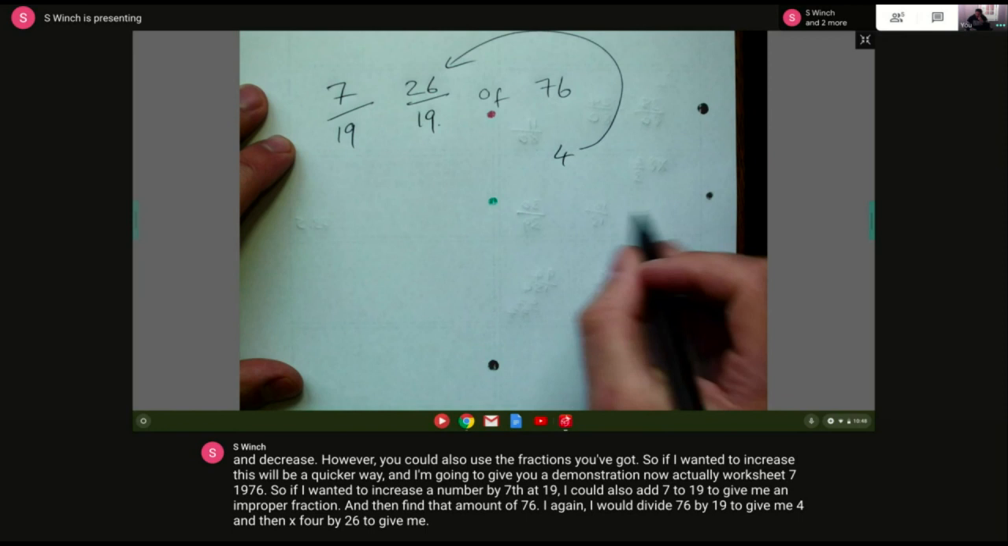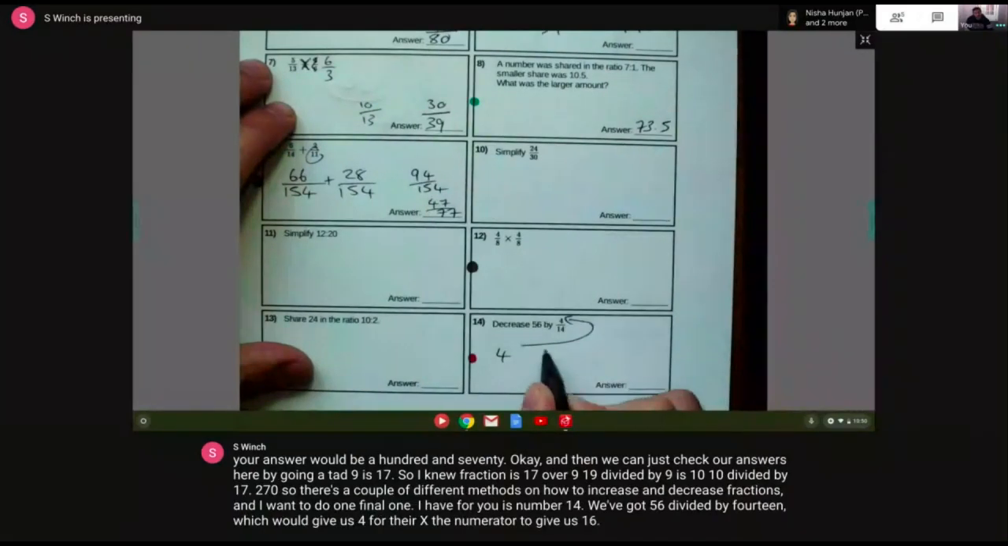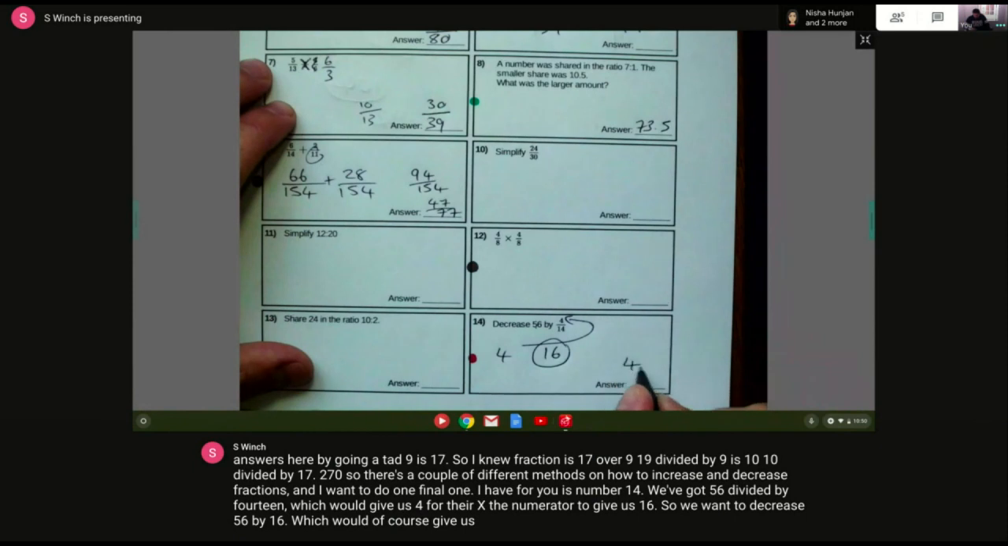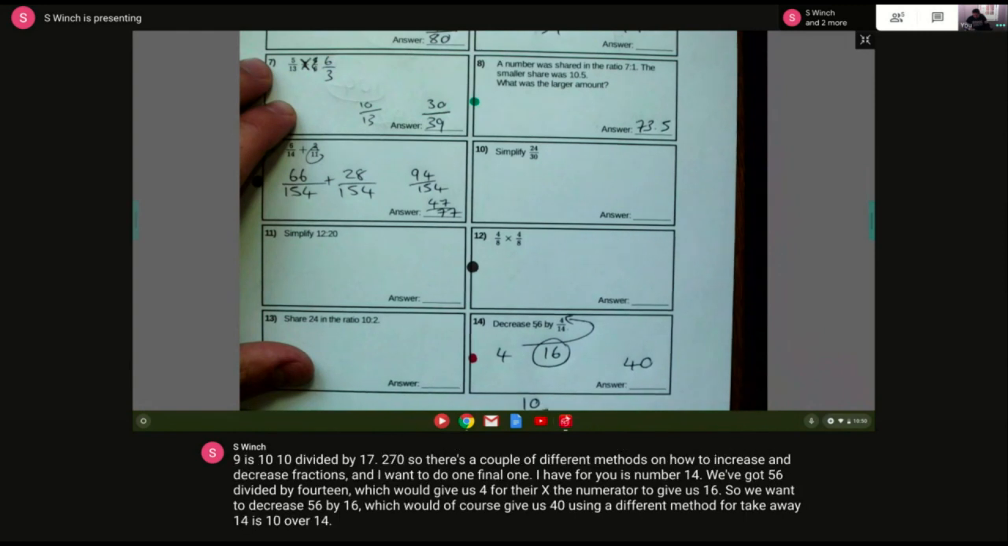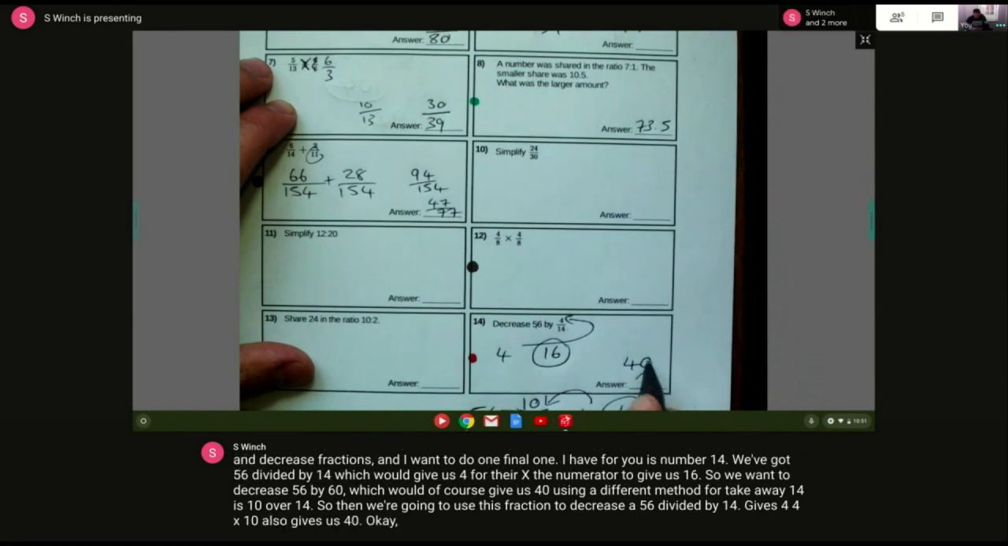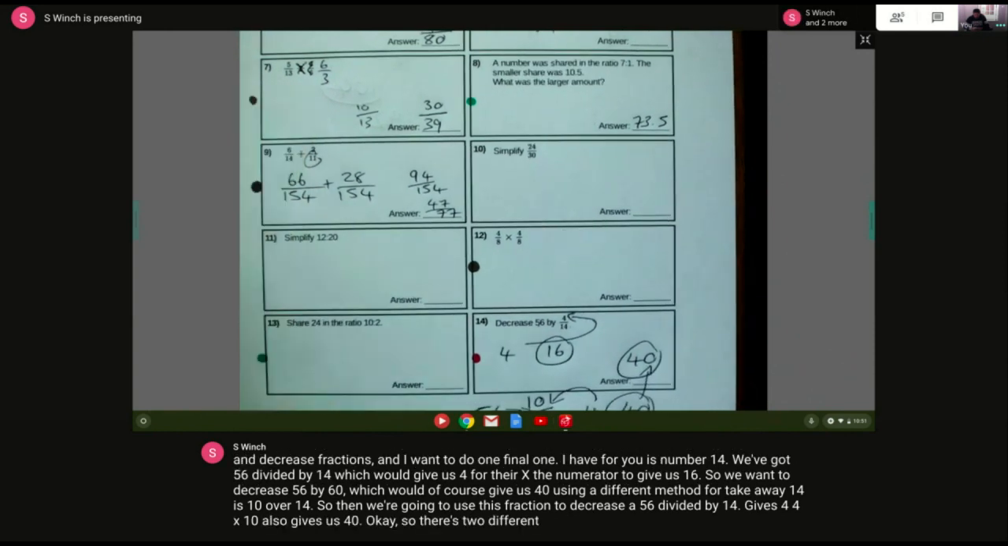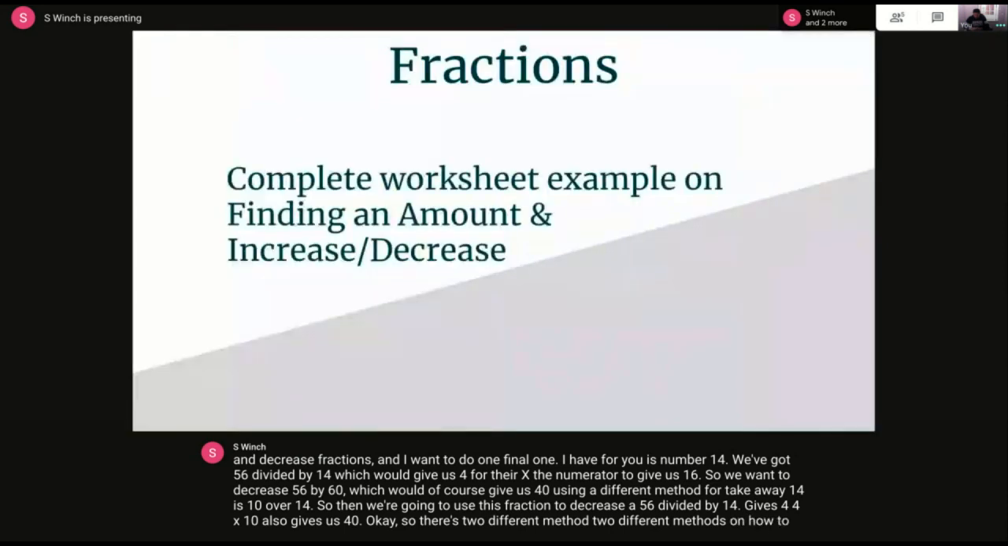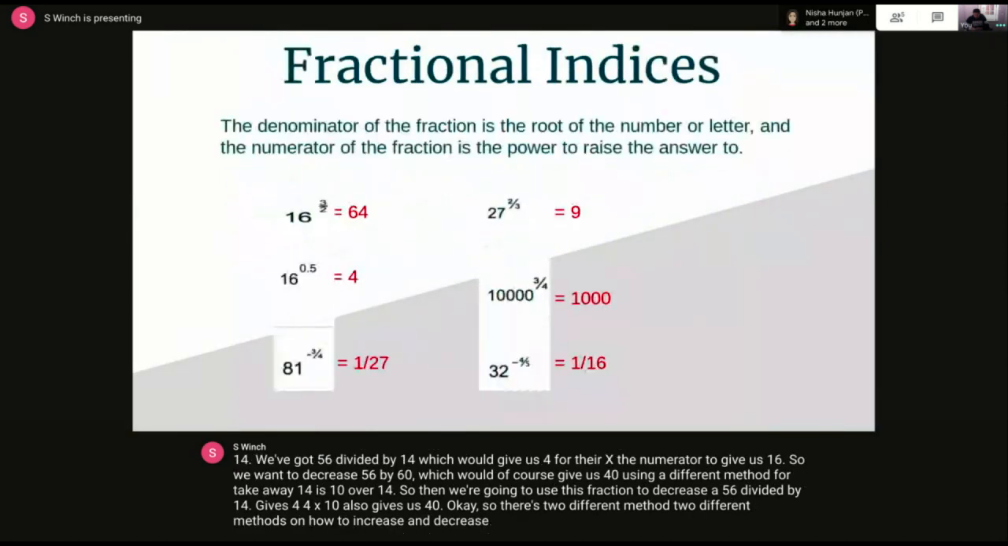And I want to do one final one. So we want to decrease 56 by 16/56, which would of course give us 40. Using a different method, 14 take away 4 is 10 over 14. So then we're going to use this fraction to decrease. So 56 divided by 14 gives 4. 4 multiplied by 10 also gives us 40. Okay, so there's two different methods on how to increase and decrease fractions.